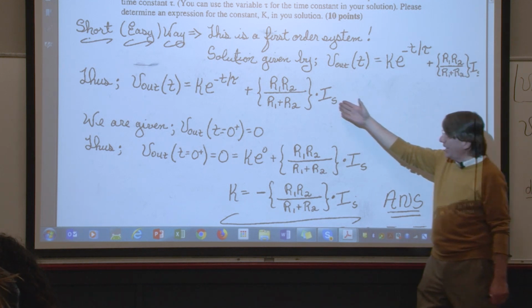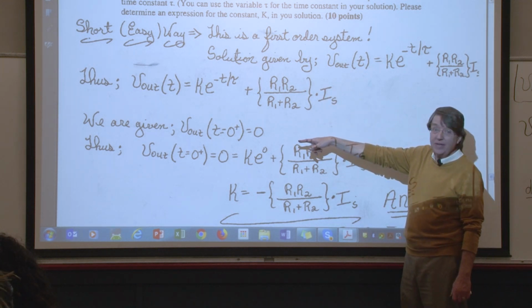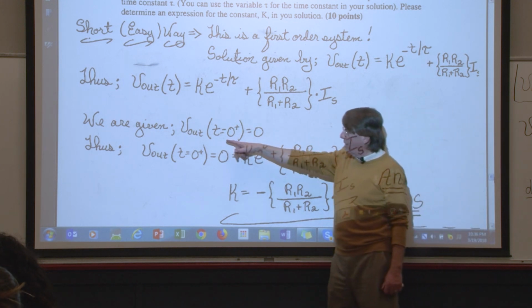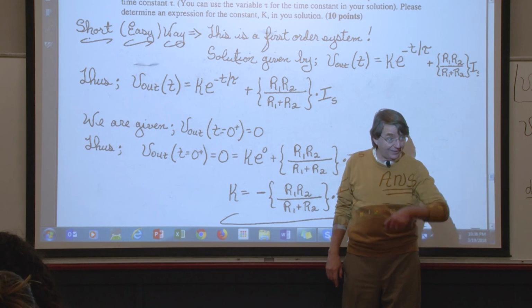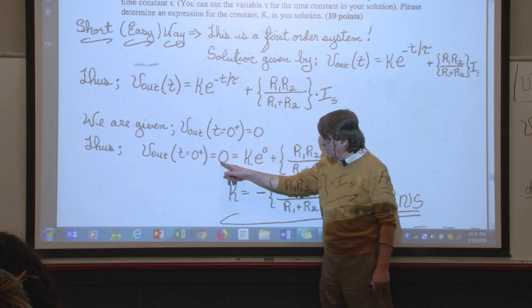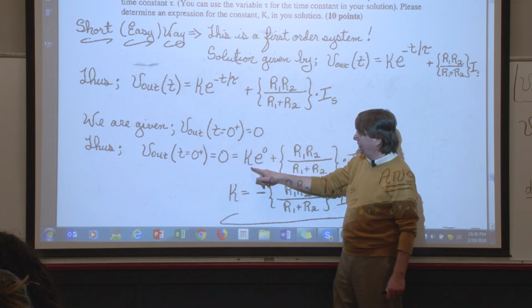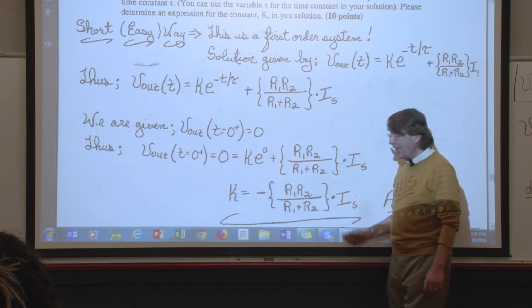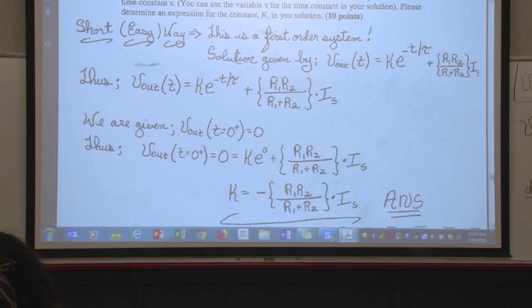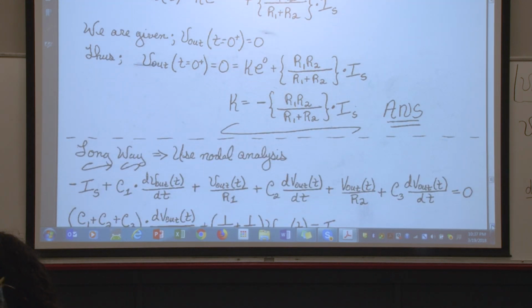I say, fantastic, I got this. Now, we are given, Parker, that V out at t equals 0 plus is 0. I gave you that. So you let that equal 0 equals ke to the minus t over tau. That's ke to the 0. Plus this. Solve for k. And as they say in England, done and dusted. You then substituted that in. Now, that was the short way.